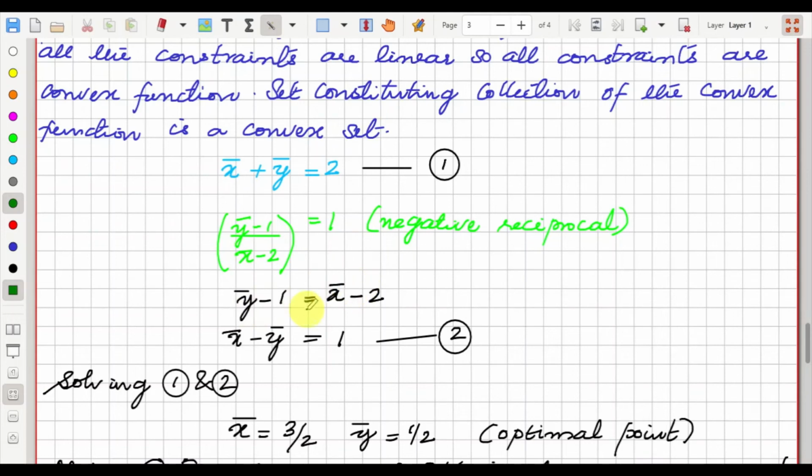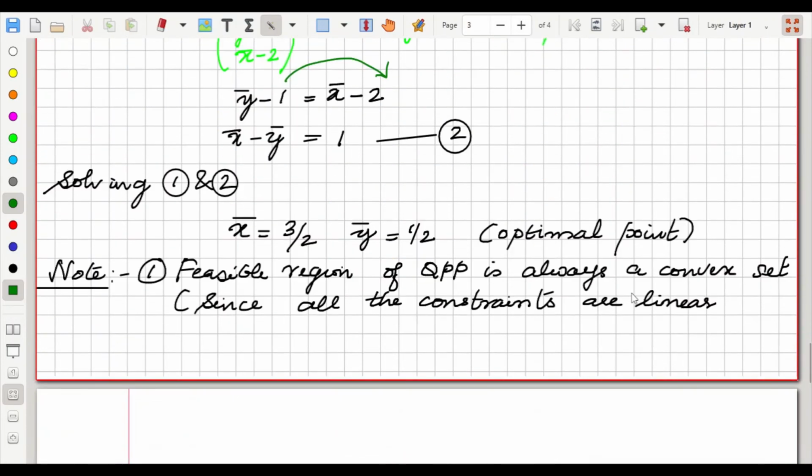So we can cross multiply it: y bar minus 1 equal to x bar minus 2. Again we can move this minus 1 to this side, so we will get x bar minus y bar equal to 1. On solving this, we will get x bar equal to 3 by 2 and y bar equal to 1 by 2. This is the optimal point.